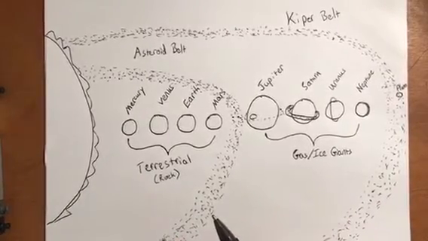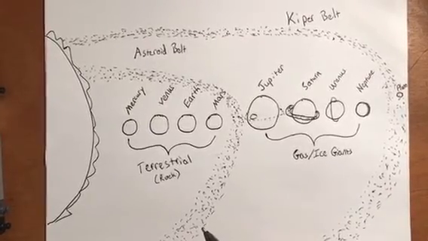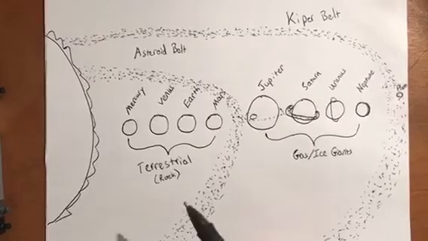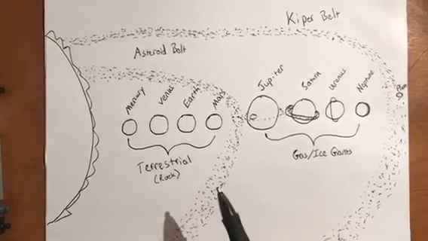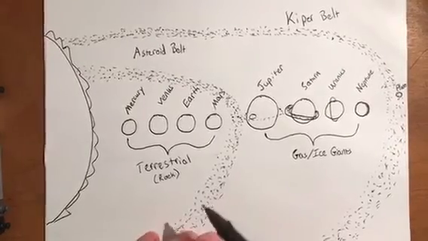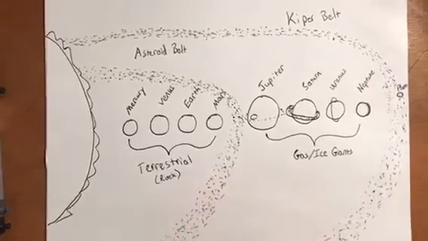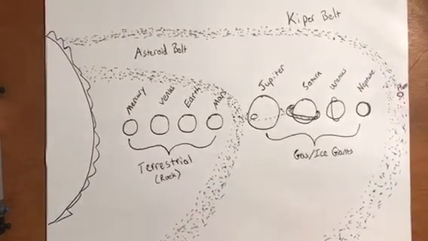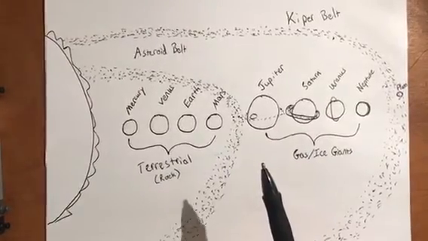When I was younger, Pluto was still a planet, so the saying we said was, "My very earnest mother just served us 9 pizzas." But that doesn't work anymore, so I just changed it to, "My very earnest mother just served us nachos." And the beginning letter of each of those words helps me remember the beginning letter of each of the planets in order.